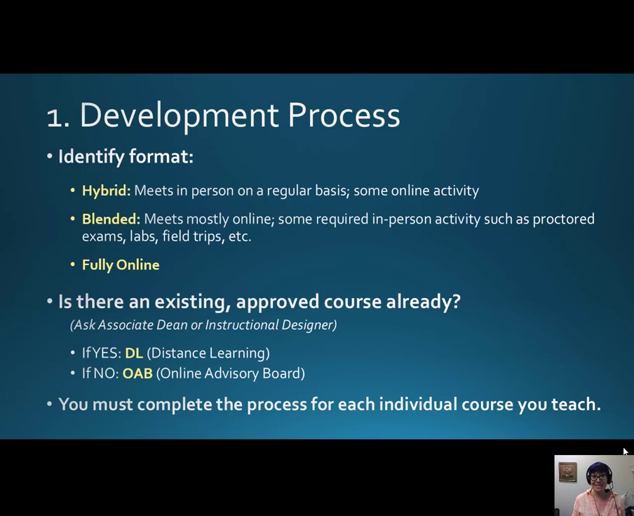If no class exists, that's when you go through the online advisory board. So you'll have to create your class from scratch and go through the online advisory board when you get it approved. Now, you must complete the approval process for each individual course you teach. Not every section, thank goodness, but each individual course. So for example, I teach Speech 1311. I would develop a course online for Speech 1311, but if I teach 5 sections of it, I can use that same course that I created for all 5 sections of my 1311 class.